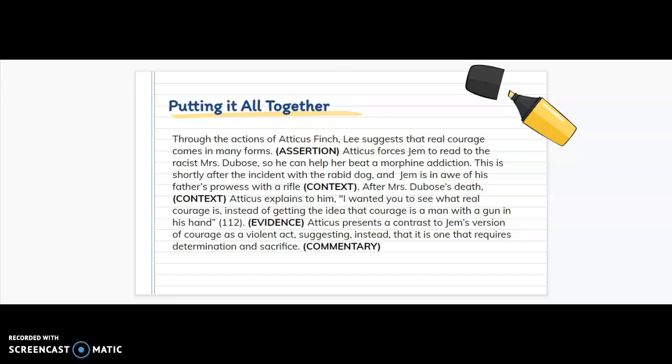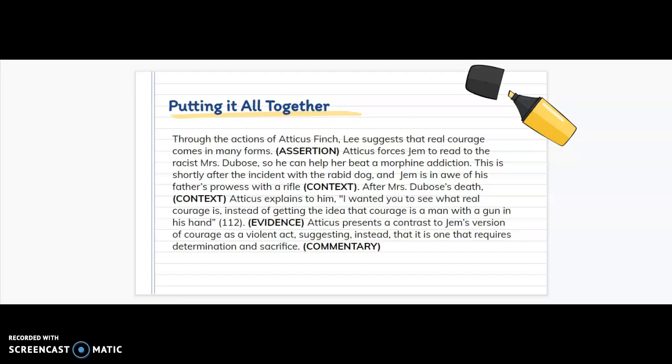After Mrs. Dubose's death, that's some context, Atticus explains to him, "I wanted you to see what real courage is, instead of getting the idea that courage is a man with a gun in his hand." So that's the evidence. It is quoted. It has a citation tag. And again, with this story, yours is going to be 1 or 2, because it's just 2 pages.